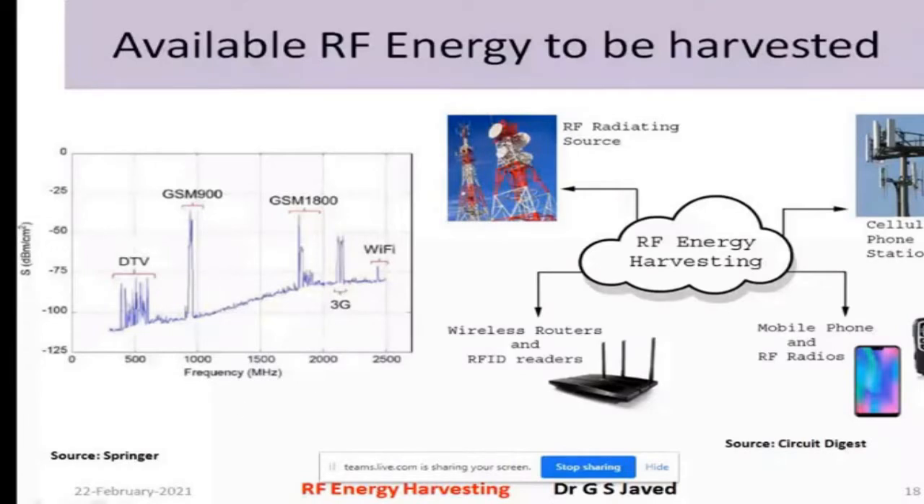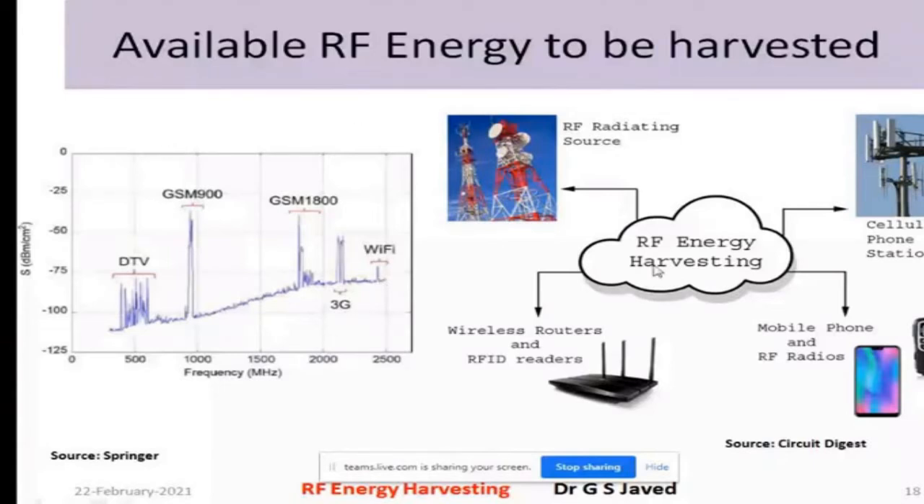The first one is around the 500 megahertz band, which is for digital TV broadcasting. Next one is the 800 to 900 GSM band. The other one is the 1800 to 1900 GSM band. Next comes the 2.1 to 2.2 3G system. And finally, the 2.4 gigahertz Wi-Fi system. So these are all the sources that you're looking at.